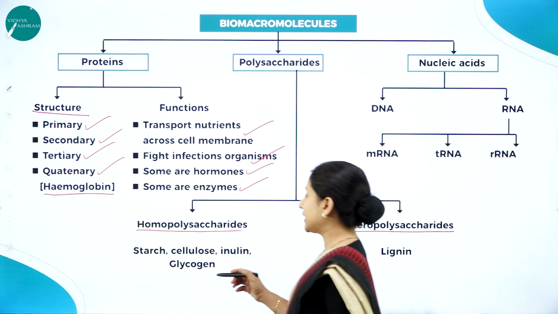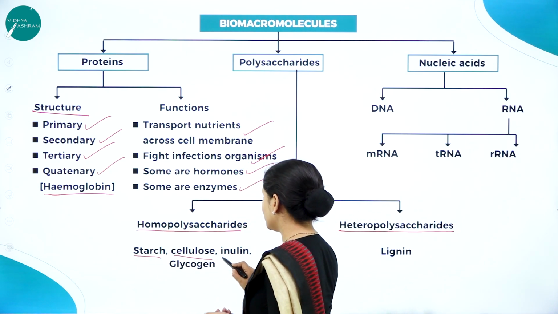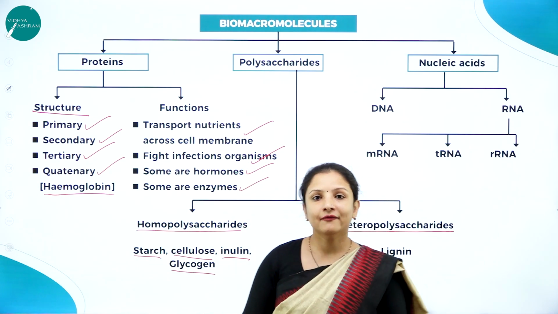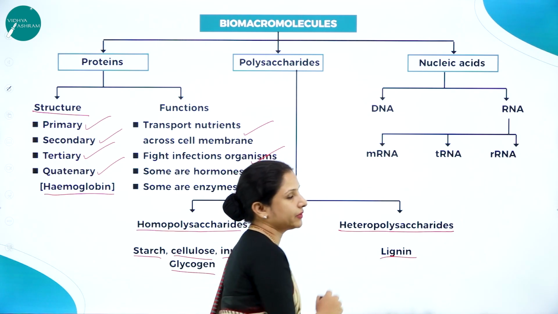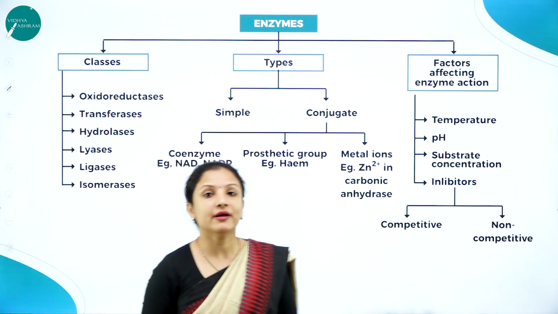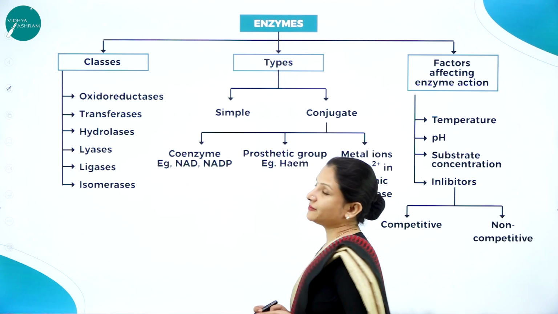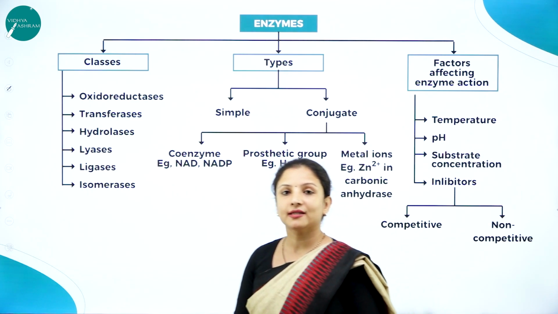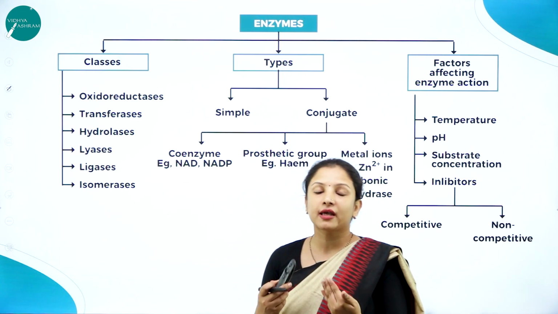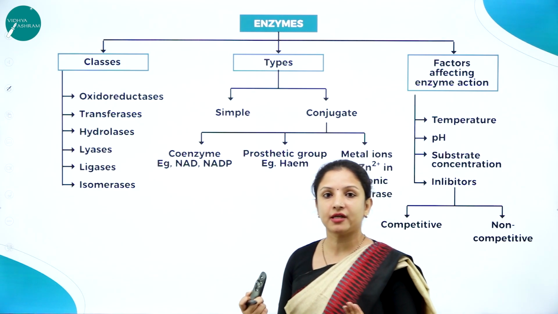For homopolysaccharide, the examples are starch, cellulose, inulin and glycogen. For heteropolysaccharide, lignin is the best example. Next, moving to enzymes. Enzymes are those compounds which catalyze a reaction, or they are capable of speeding up the rate of a reaction.